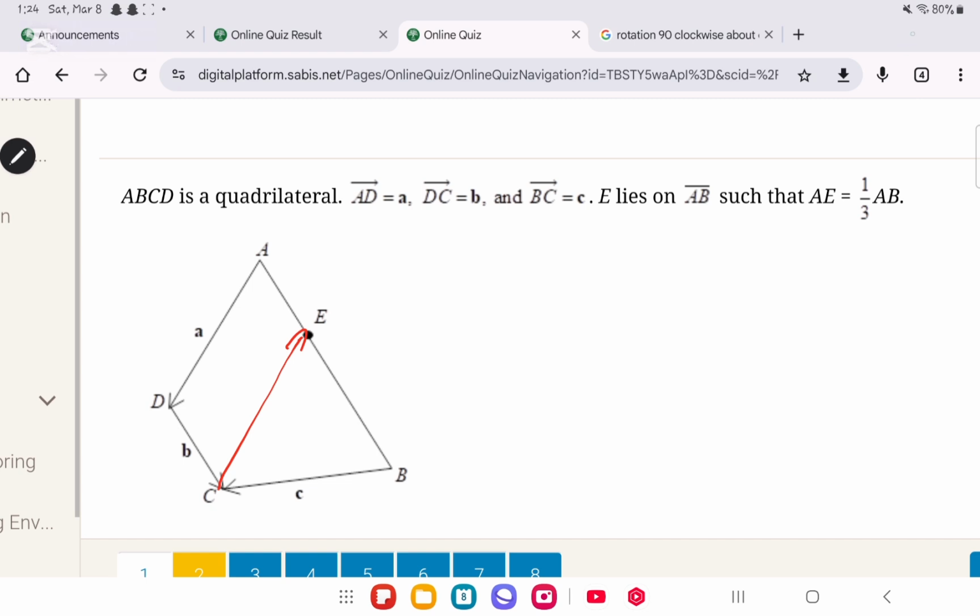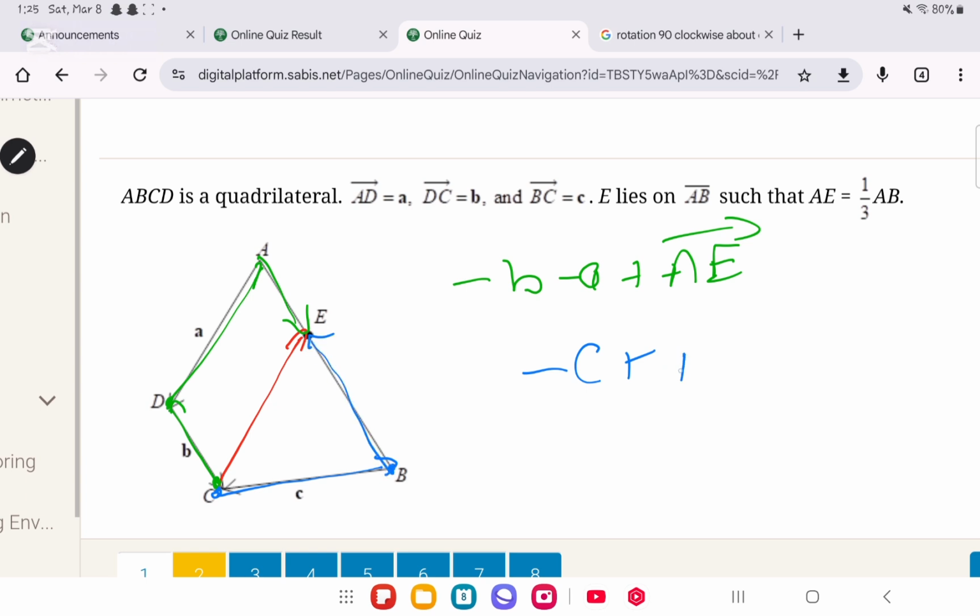Now, there are many ways to do this, but I personally prefer to take the way with the fewer amount of sides. You could take minus B minus A plus AE. This could work. This is one way. Or another easier way would be very simply to take minus C plus BE. So whichever way works for you, it's fine. But for me personally, I would prefer to use minus C plus BE.